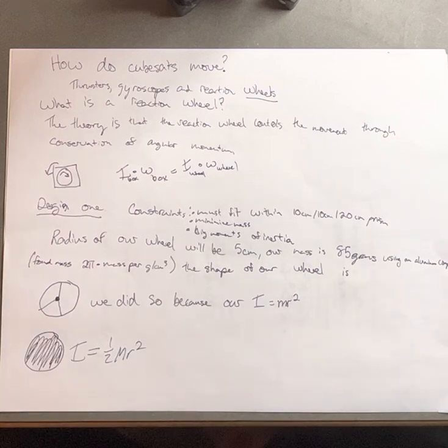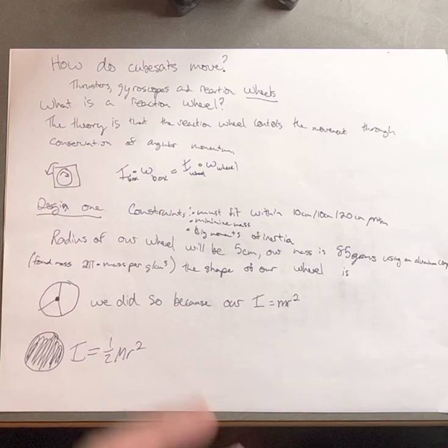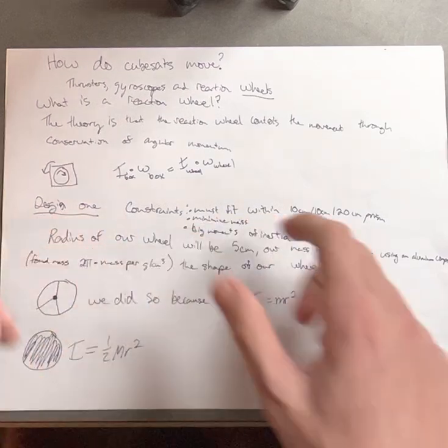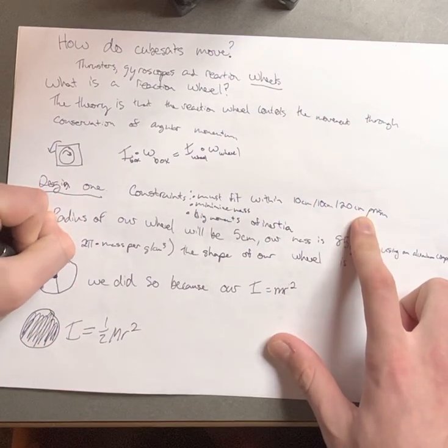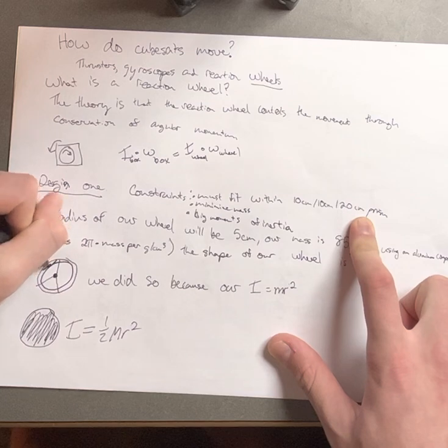We found the mass: 2 pi times the mass per gram. We got 85 grams. The shape of our wheel is, so I just try to use a hollow wheel, right? So imagine, this is the wheel.